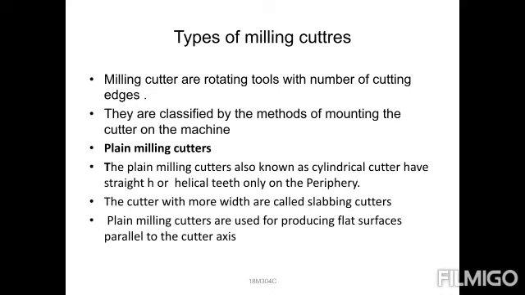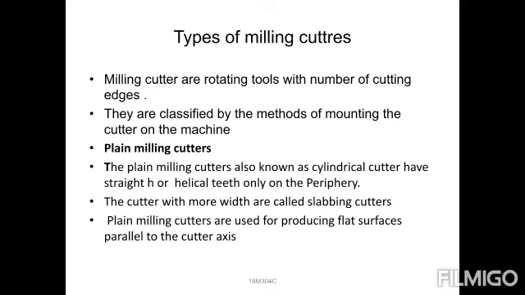The first one is the plain milling cutter. Based on the operation, we use different types of cutters. For each and every operation we need to change only the cutter, not the machine. How many operations are there? Nearly 14 types of operations. For each operation we only change the cutting tool, and the first one is the plain milling cutter.